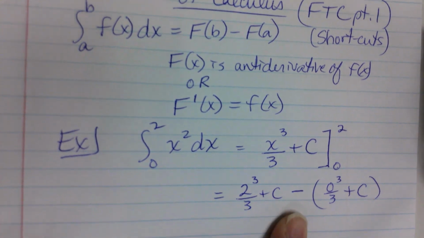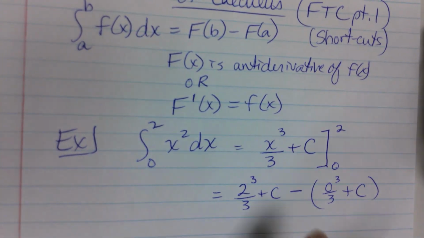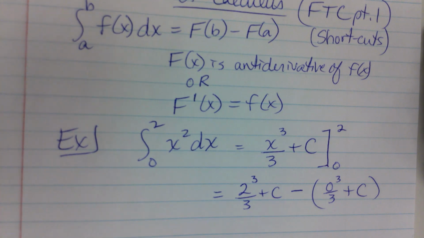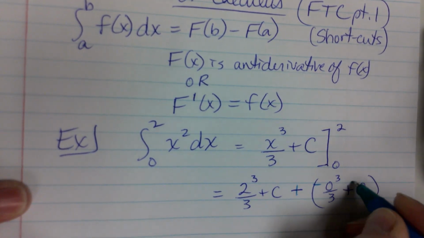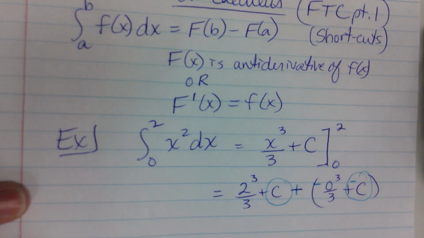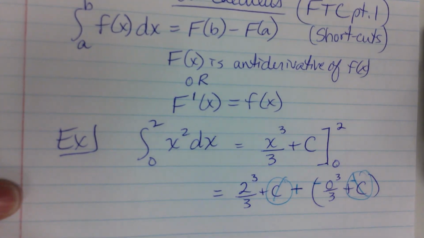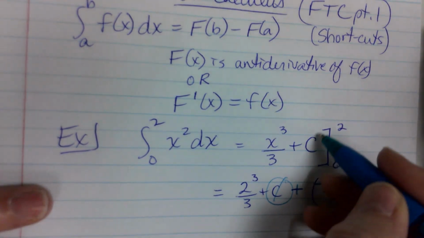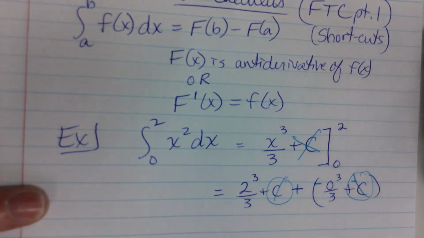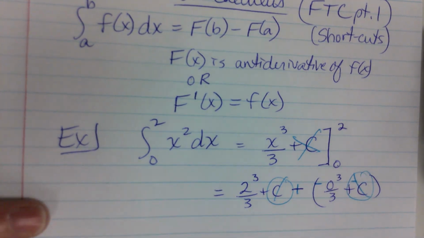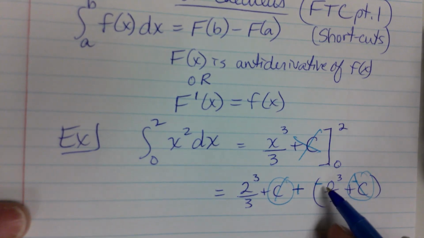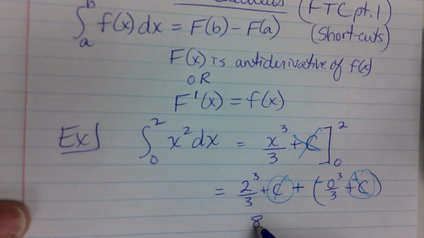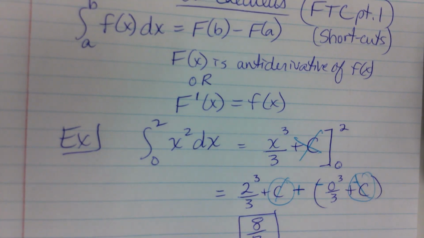And notice, no matter what the c is, if I plug it in like that, distribute the negative sign, what will always happen to those c's? They'll cancel out. So guess what? When we are doing definite integrals, we will never show the c. It's unnecessary because it would always cancel out. And 0 cubed is just 0. So 8/3 is our final answer.